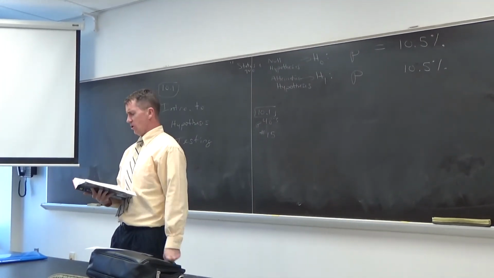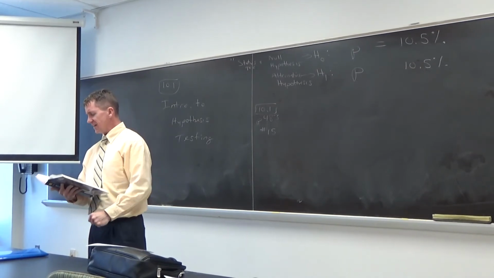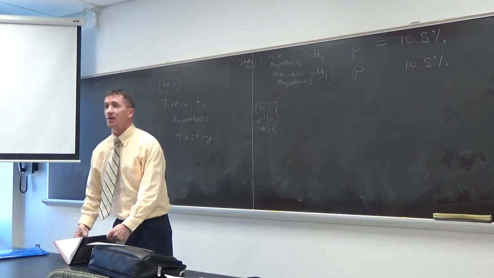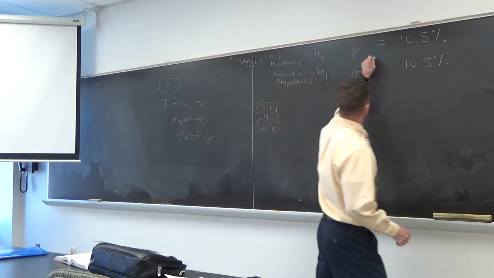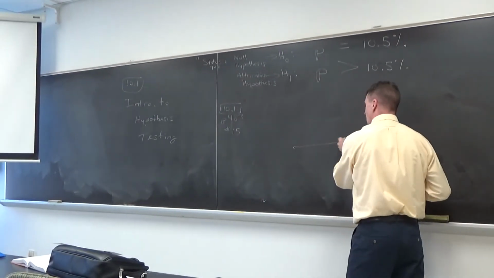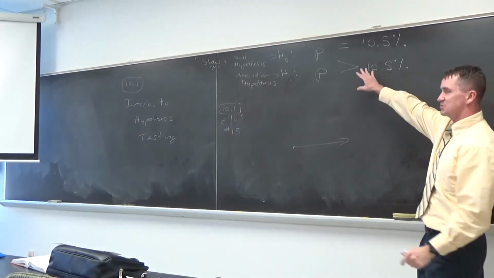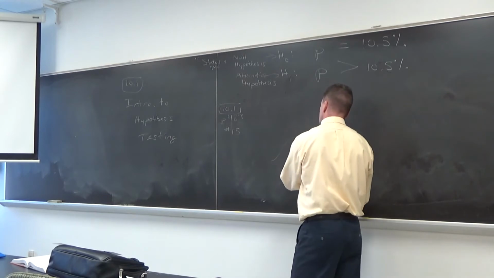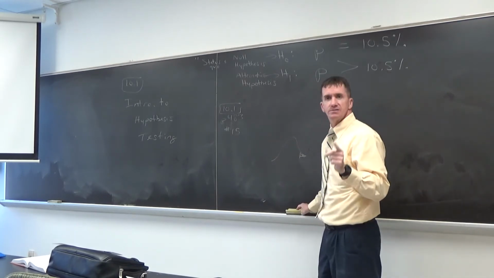The next sentence: a sociologist believes that this percentage has increased since then. What am I writing? So, greater than. If that helps, think arrow. Increased. The arrow helps with the symbol. There you go. And next class, we'll draw a bell-shaped curve, and we'll shade on the right-tail test.